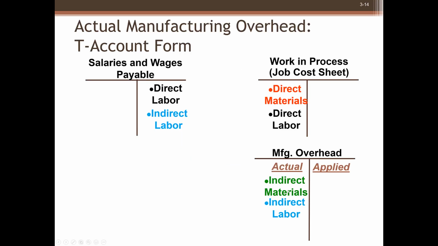In addition to indirect materials and indirect labor costs, manufacturing companies may incur other manufacturing overhead costs, such as depreciation, insurance of manufacturing facilities, or utilities. Those costs should be debited to manufacturing overhead. And the credit side are different accounts, such as payable accounts or accumulated depreciation.